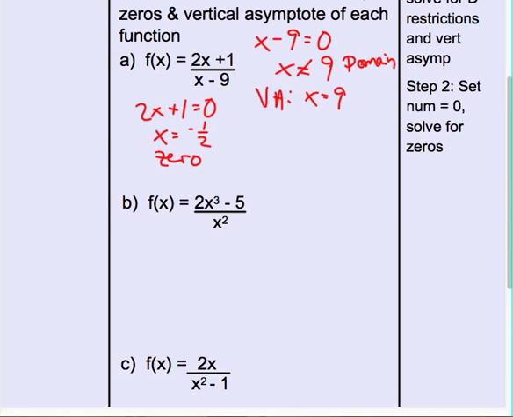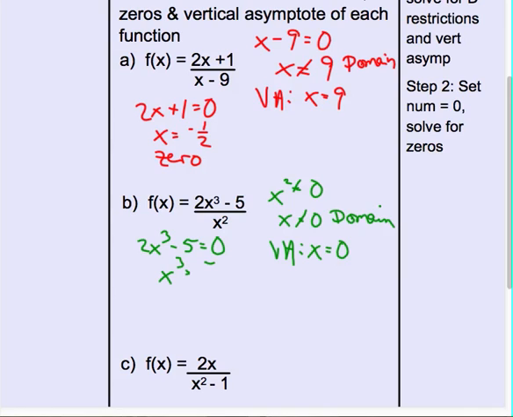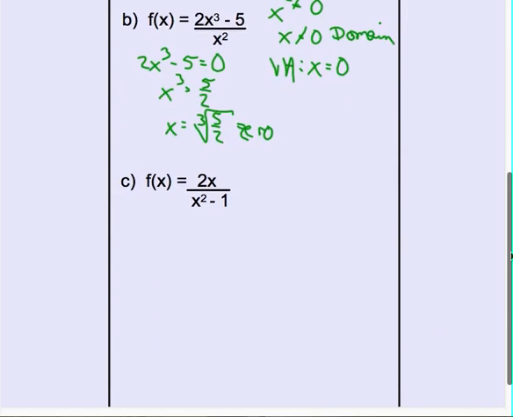Looking at b, let's repeat that process. Where does the denominator equal 0? x cannot equal 0 is our domain restriction. And then our vertical asymptote occurs when x equals 0, or the y-axis. For the zero, we set the numerator equal to 0. Adding 5 and dividing by 2, we have x cubed equals 5/2. Taking the cube root, and that would be our 0. And of course, if we were actually graphing, we would get a decimal approximation in order to plot that on the x-axis.